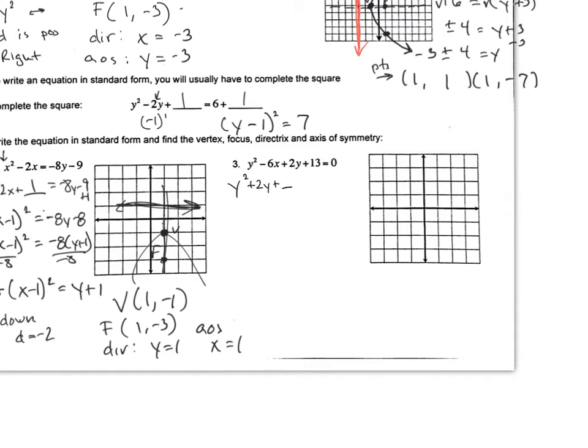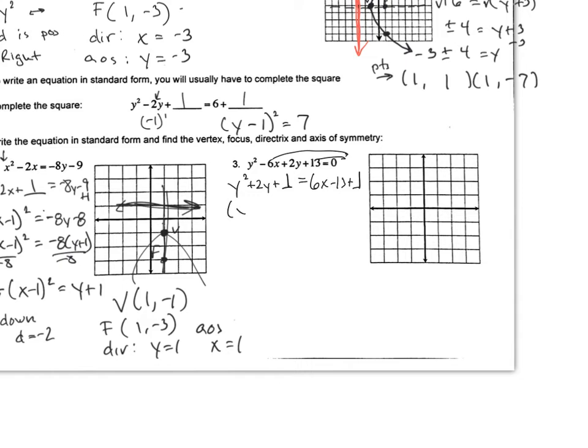Now all the x's and the plain numbers have to go to the other side. So on the right hand side we're going to have 6x. We also have to move that 13, which becomes positive, so minus 13, and we're going to add the same number to both sides. Half of 2 is 1, and 1 squared is 1, so we're going to add 1 to both sides.